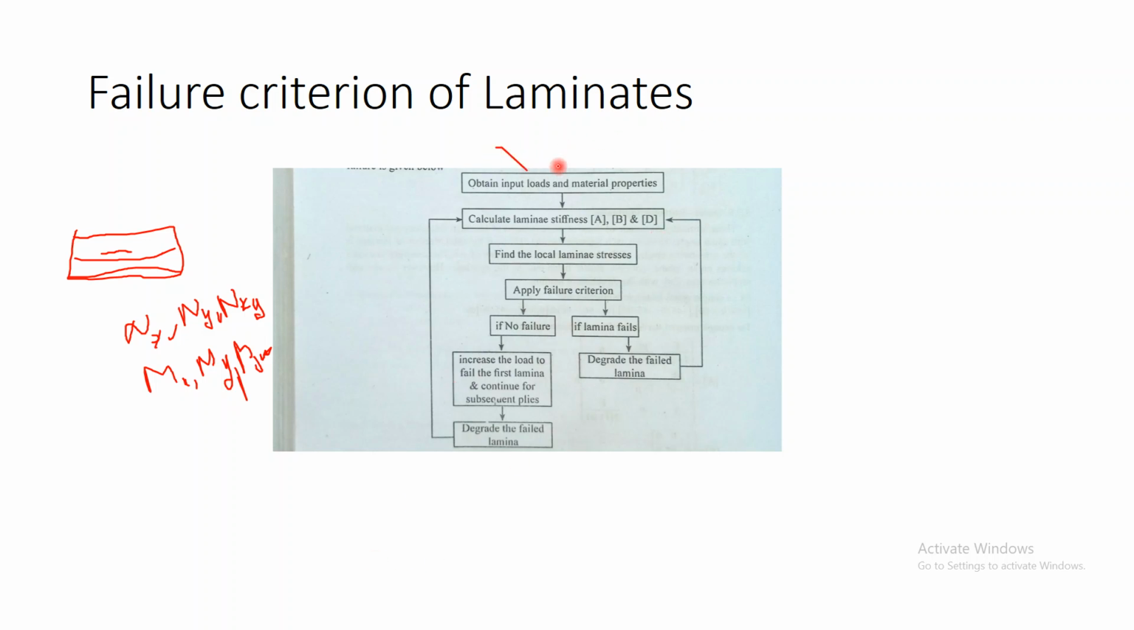Okay, so once we have gathered all this information, by using the ABD matrix, the matrix that we have seen previously, which relates the local strains with the forces, the A, B, D matrix as well as B, D. So these matrices we should calculate, which indirectly gives you the stiffness behavior of the particular laminate.